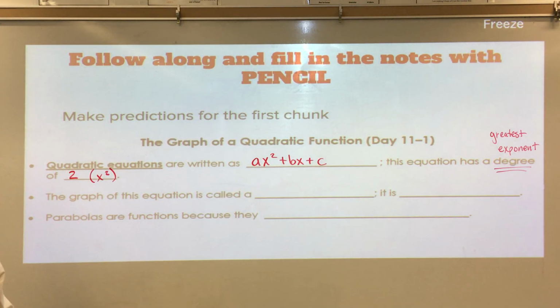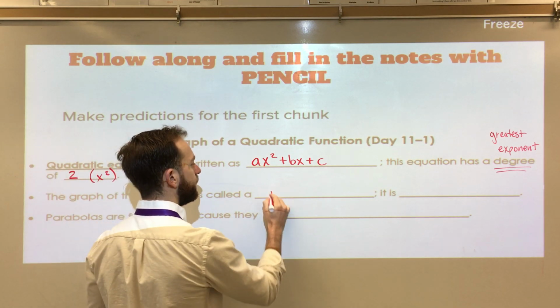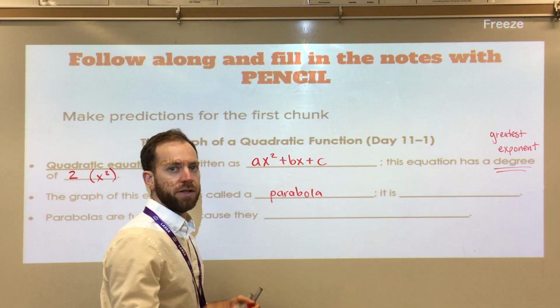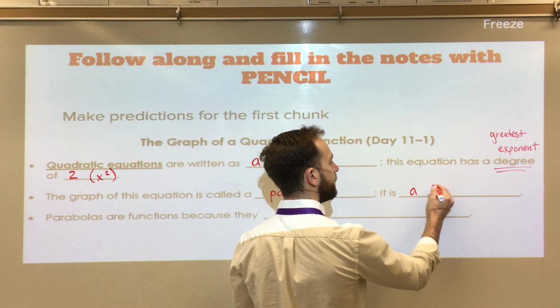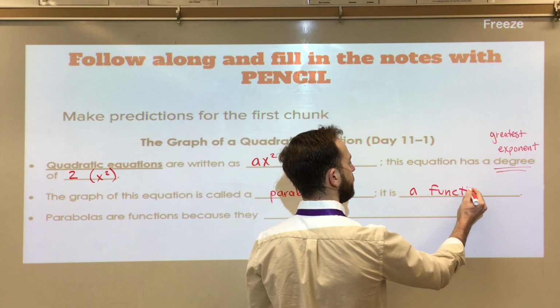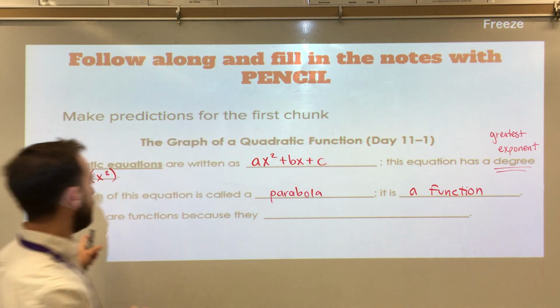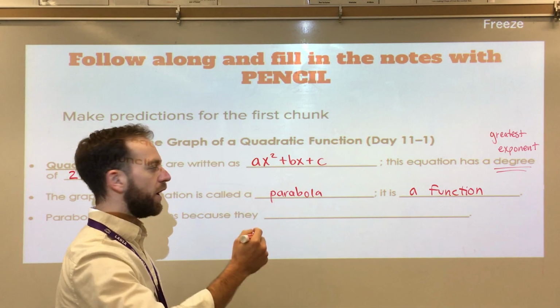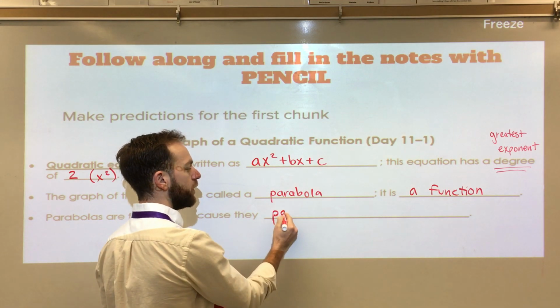The graph of this equation is called a parabola. And it is a function. Parabolas are functions because the graph has to pass the vertical line test.